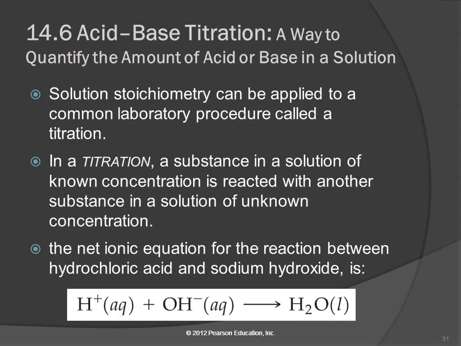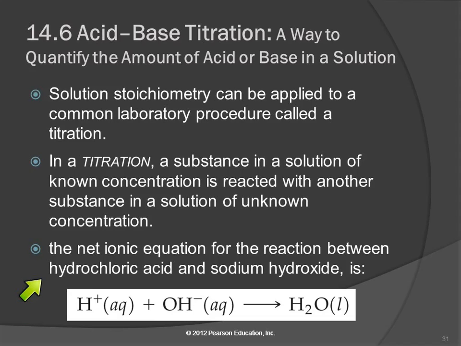So in a titration, which is what we're doing in lab today, we have a substance in a solution where we know the concentration, and we're going to react that with another substance in a solution where we don't know the concentration. The idea is to find the concentration of the solution that we don't know. So we know one solution concentration, we don't know the other one. Typically, the most common type of titration is an acid-base titration.